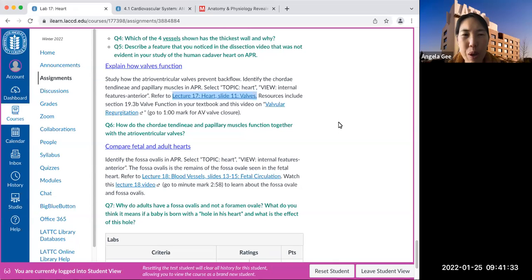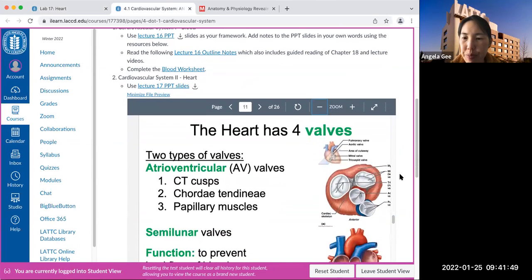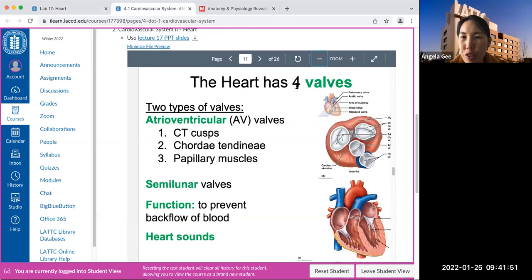All right, so what we're going to review now is briefly how the valves in the heart function. This is covered in your lecture 17 on the heart, on slide 11, which is basically talking about the valves. Your heart has 4 valves. Remember, the whole goal of the valves is to prevent the backflow of blood. So think of it as a one-way door, right? Blood is constantly going to be moving one way through the heart.